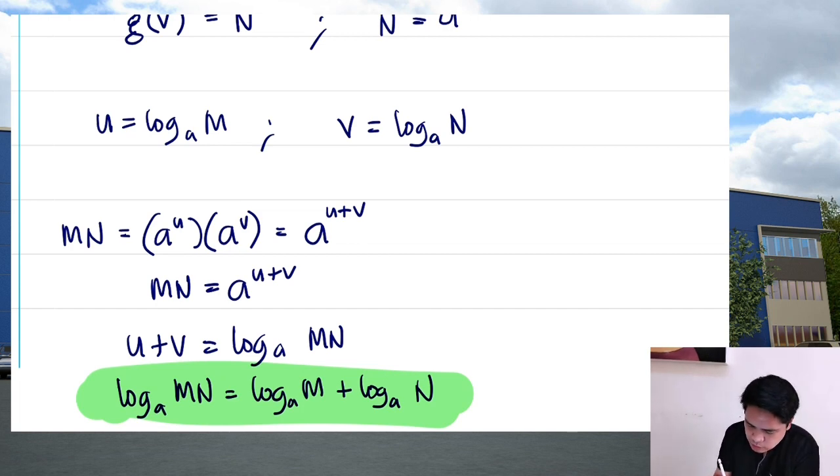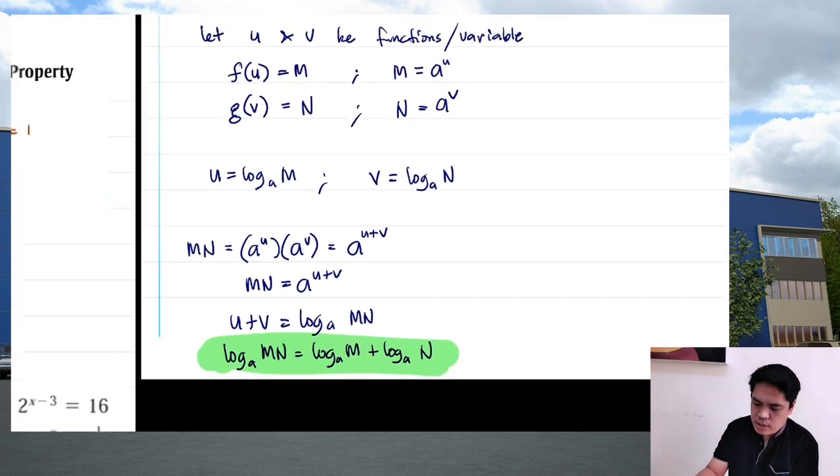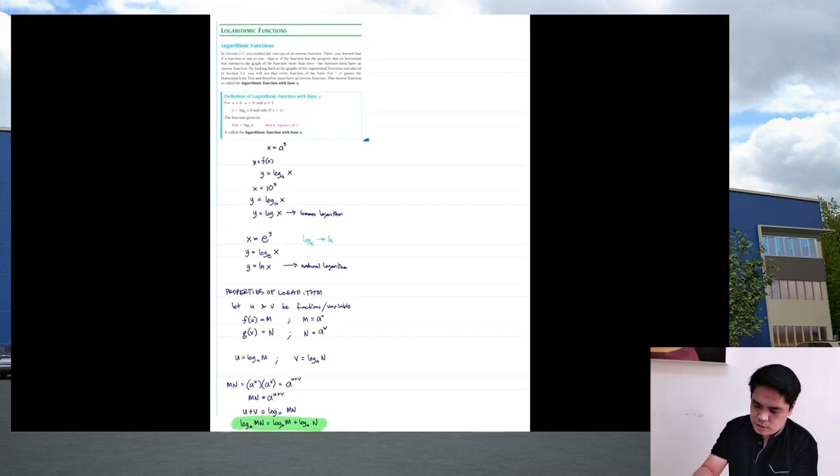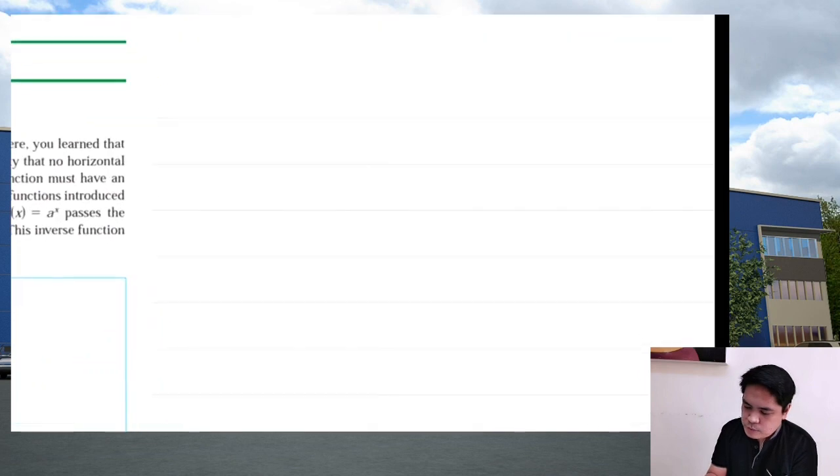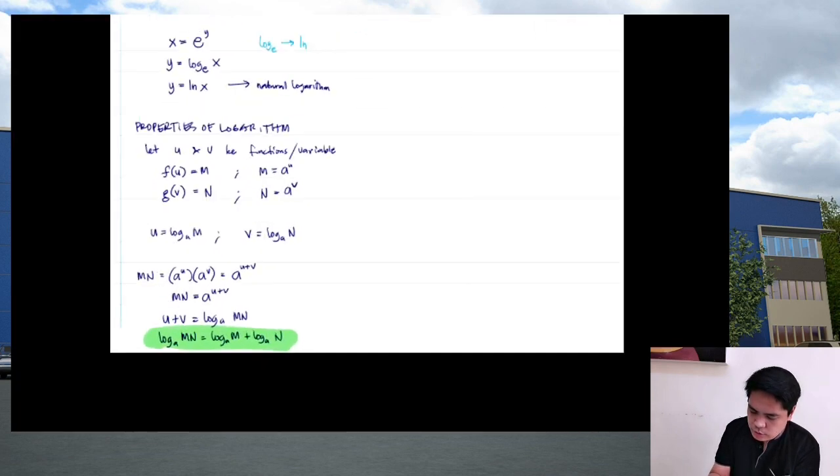So that means the logarithm of the product is just the sum of the individual logarithms. Or, the logarithm of mn to the base a is equal to the logarithm of m to the base a plus the logarithm of n to the base a. So ganun siya. Okay?